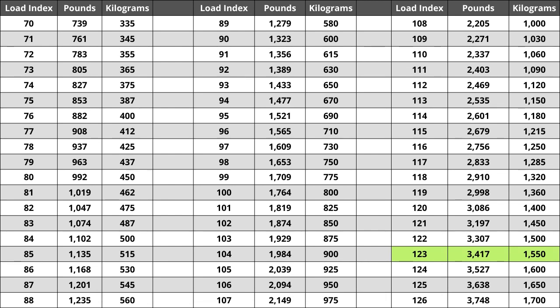So for the tire we are looking at today, the load index of 123 represents a weight capacity of 3,417 pounds. For my metric system using friends, that would be a capacity of 1,550 kilograms.